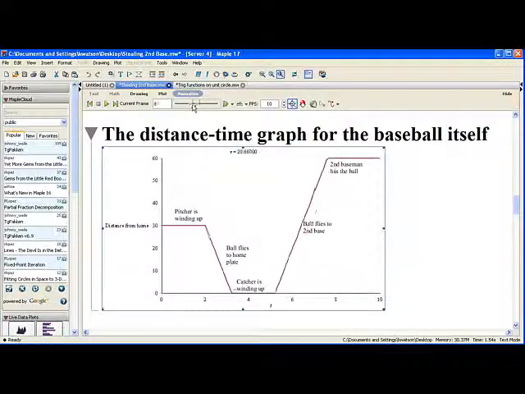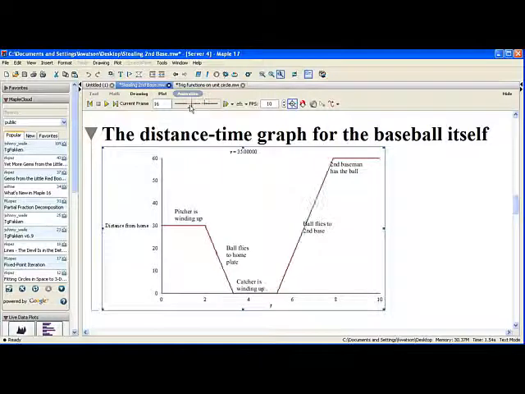So if I now drag this, I am effectively changing the slopes of these two non-horizontal lines. So what I'm telling students is that during this interval of time, the pitcher is winding up, so the distance remains constant. At this moment, the pitcher throws the ball, and the ball is traveling towards home plate. At this point, the catcher has the ball, and he's winding up, getting ready to throw the ball to second base. At this point, the ball is en route to second base, and at this point, the second baseman has it, and it stays constant at 60 meters from home plate.